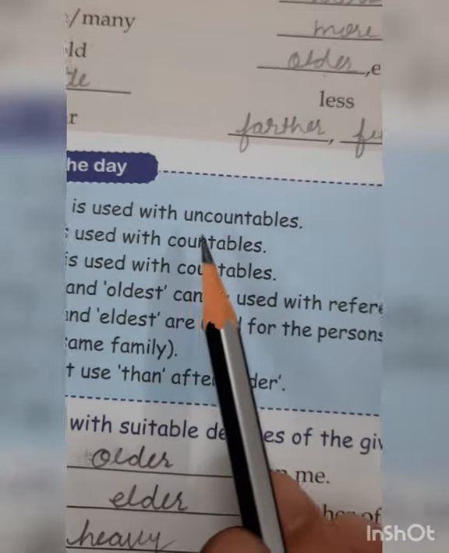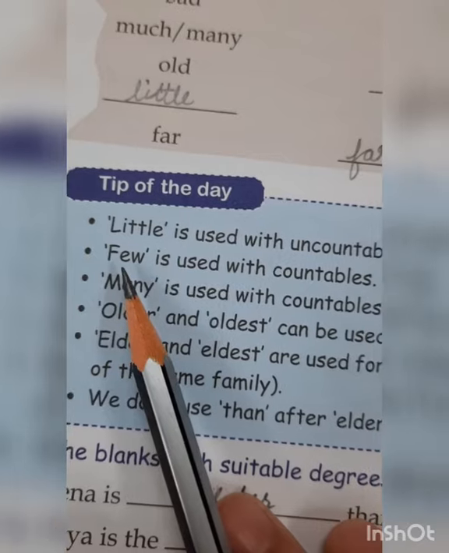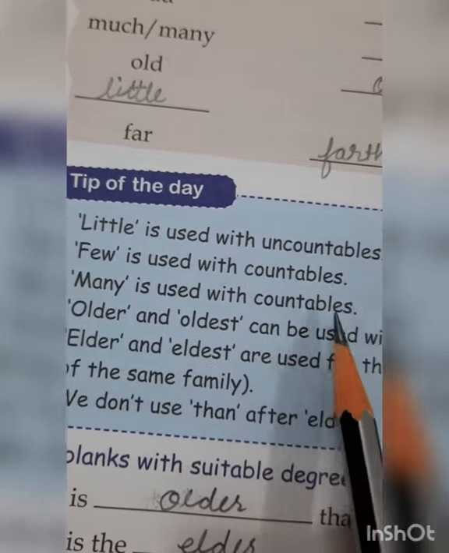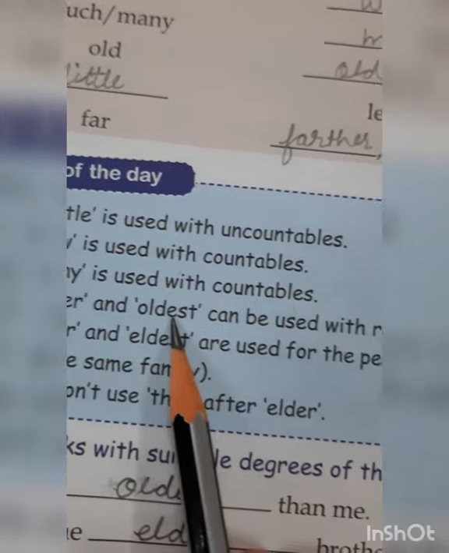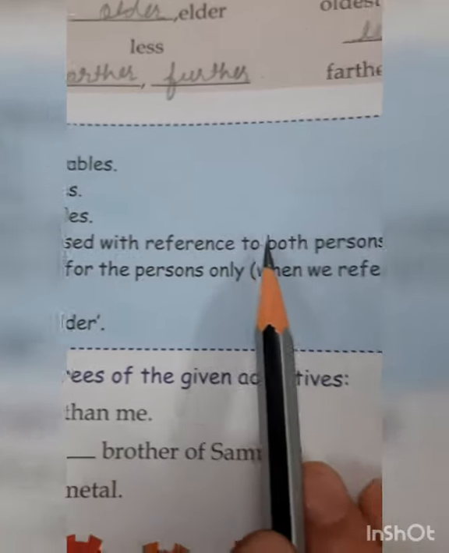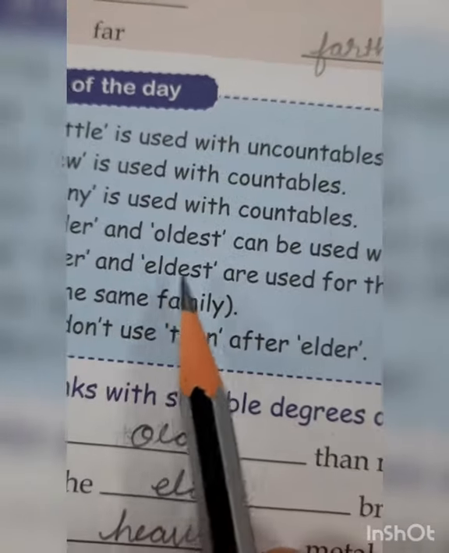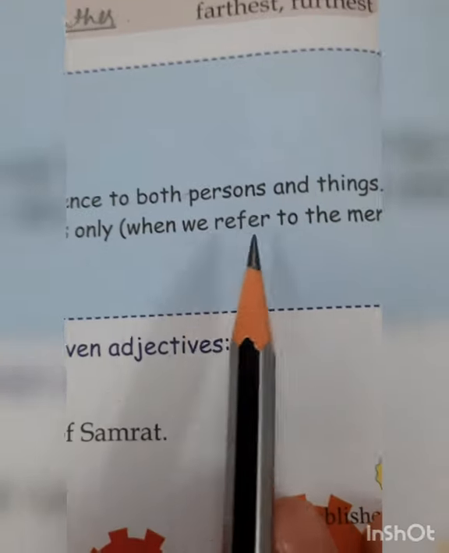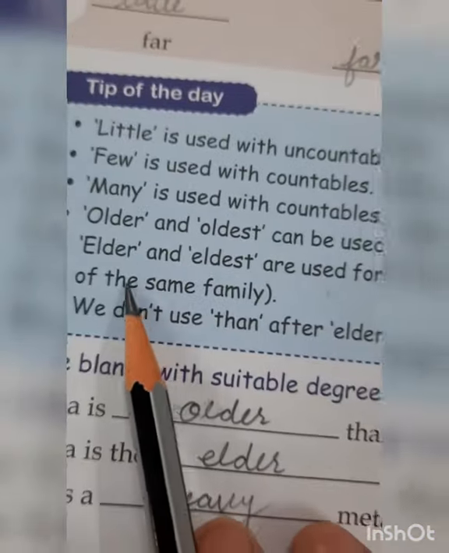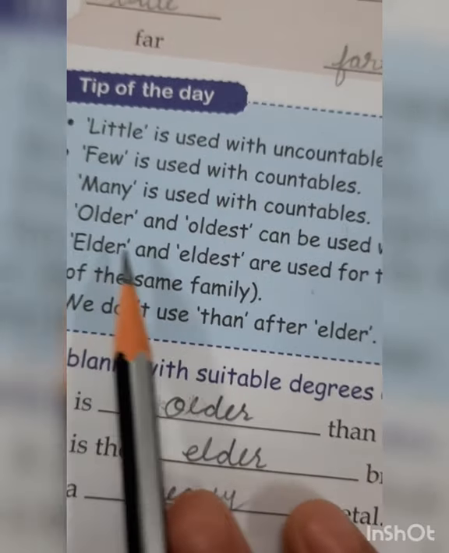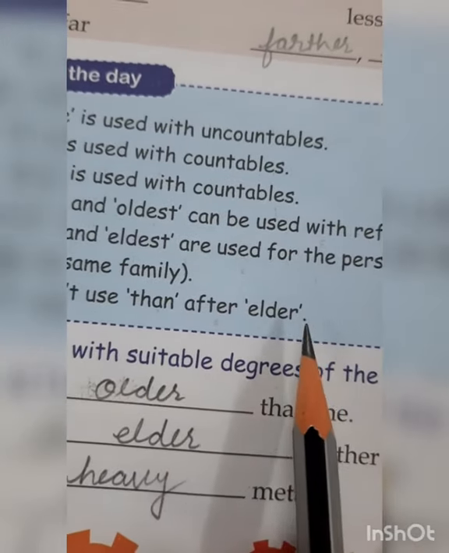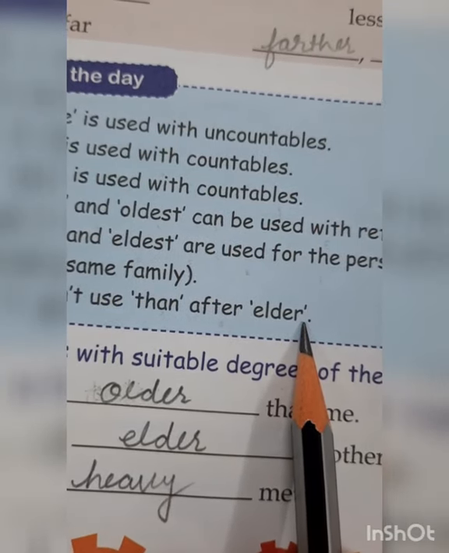Little is used with uncountables. Few is used with countables. Many is used with countables. Older and oldest can be used with reference to both persons and things. Elder and eldest are used for persons only when we refer to members of the same family, elder and eldest. We don't use than after elder. Okay.